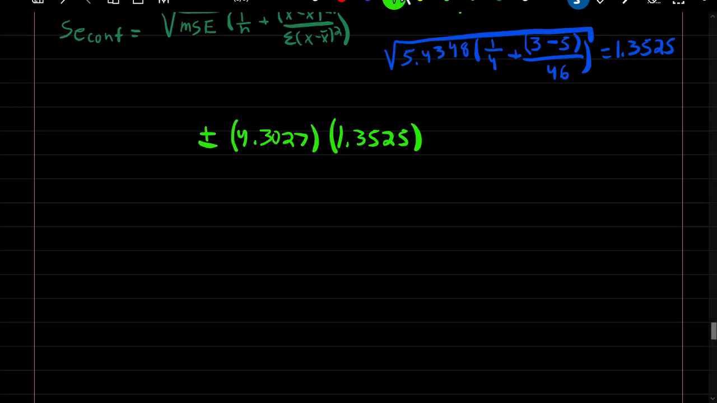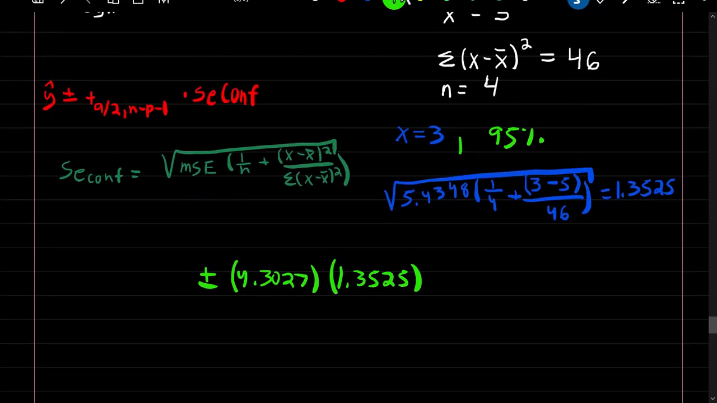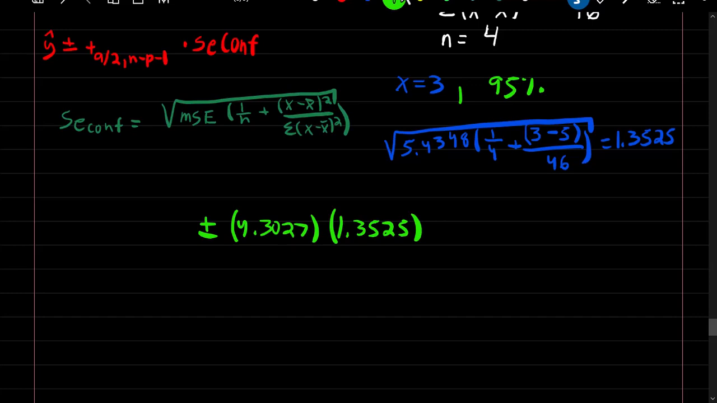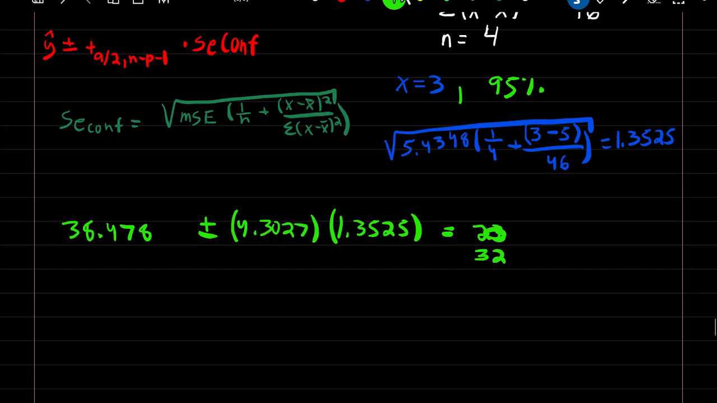And then our predicted value, if we just plug in 3 to our formula of 28.695 plus 3.261 times 3, we get a value of 38.478. So solving, we get a confidence interval range with a lower bound of 32.655, and then an upper bound of 44.301.